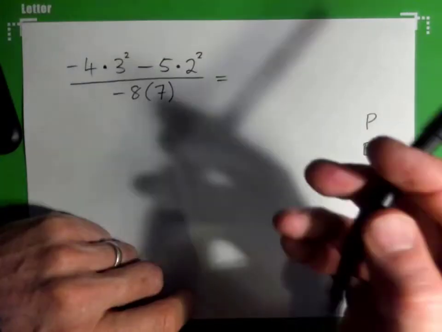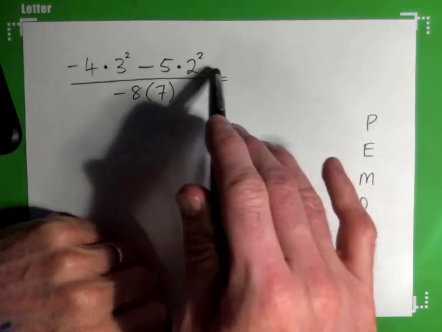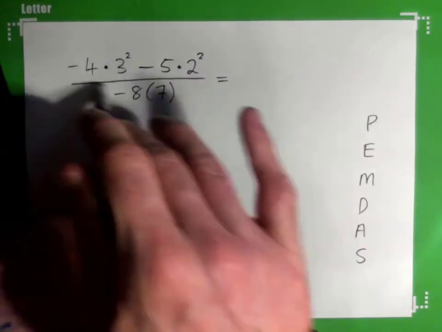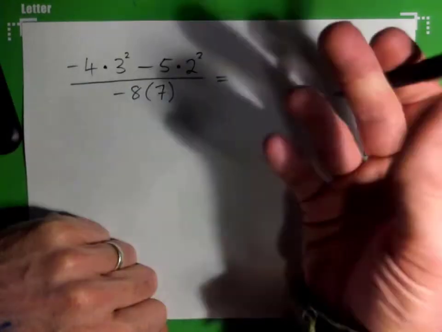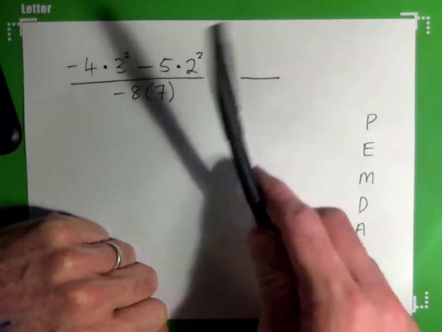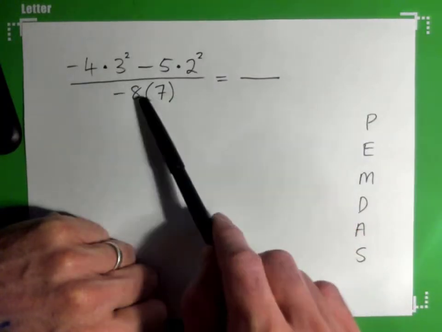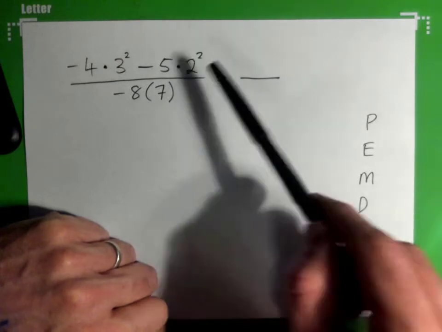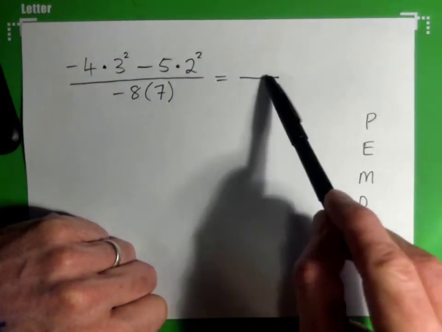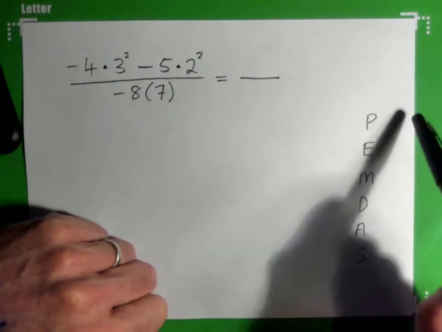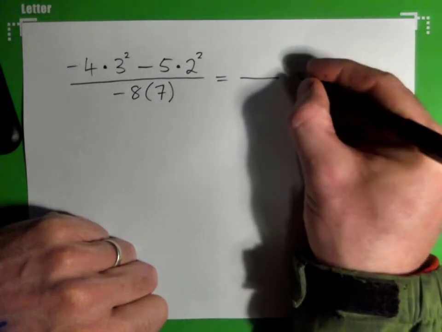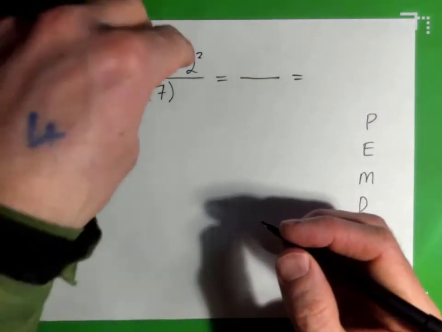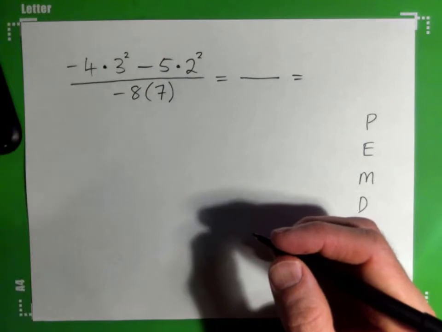Before, this divide sign means divide the whole thing. So divide this whole thing by this whole thing. Now we can't do that division until we've turned the top into a number and the bottom into a number. So we're going to try to get a number over a number, and then we can divide, and then we'll get the answer, right? So the first thing to do is simplify the top and simplify the bottom.